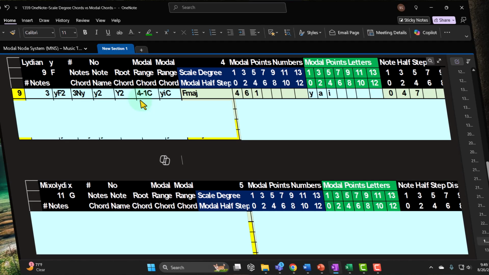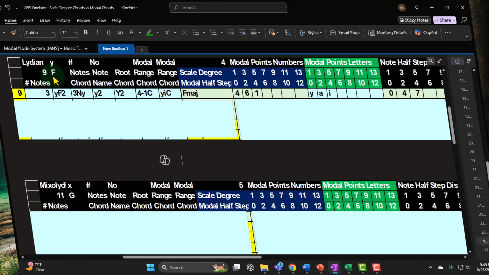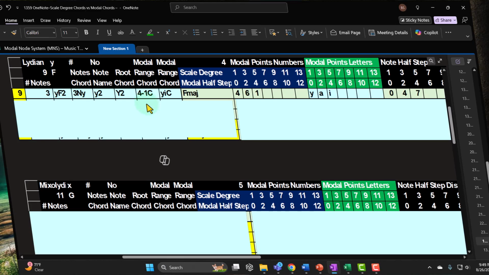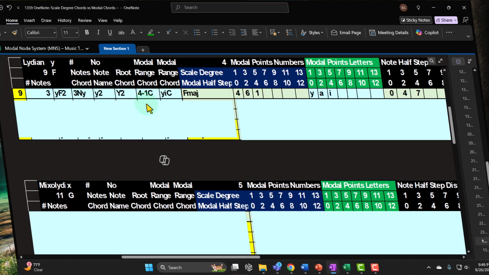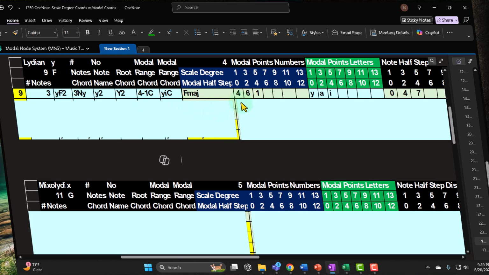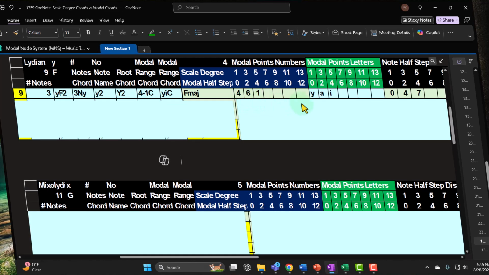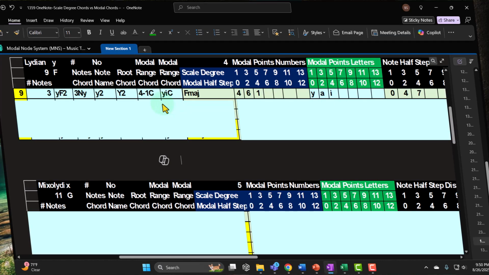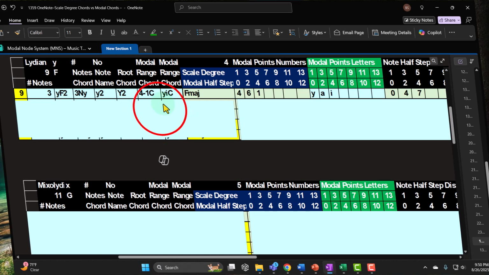It would be a 4-1. I don't care if I'm in the collection of notes around the C major or any other of the 11 collections of notes. It's always going to be a relative position of a 4-1 modal chord. That means it's going to go from 4, every other modal half step, 4, 6, 1, which would be Lydian, Aeolian, Ionian. Or you can define it as the endpoints of a Lydian, Ionian modal range chord.